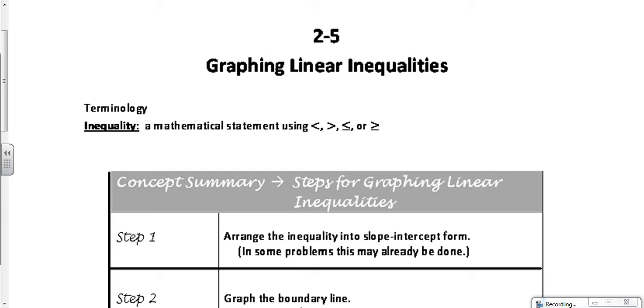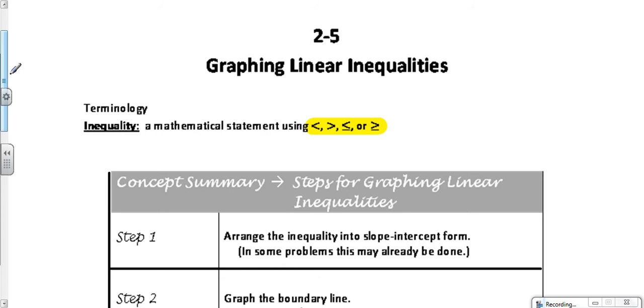Lesson 2.5, Graphing Linear Inequalities. First of all, what is an inequality? Anything that uses these symbols is considered an inequality: less than, greater than, less than or equal to, or greater than or equal to.